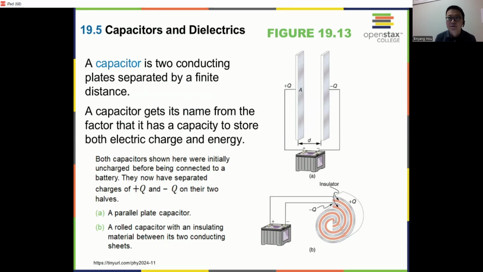Okay. Now, if you have two plates, you can charge them with a battery or power supply. Then you'll have positive charge deposited on one plate and negative onto the other plate. So there'll be charges there. Field lines will be pointing from positive charge to the negative charge. So then you generate an electric field in between these two plates.